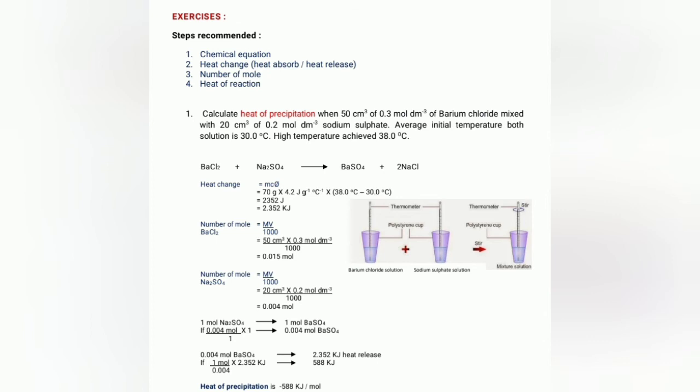The heat of precipitation for this reaction is negative 588 kilojoules per mole. Negative means the heat is released, based on the increasing temperature of the solution, and the unit kilojoule per mole means the quantity of heat released when 1 mole of precipitate is formed.